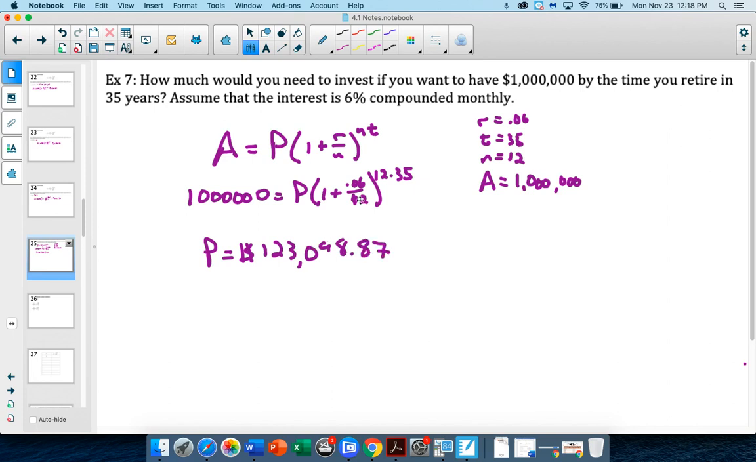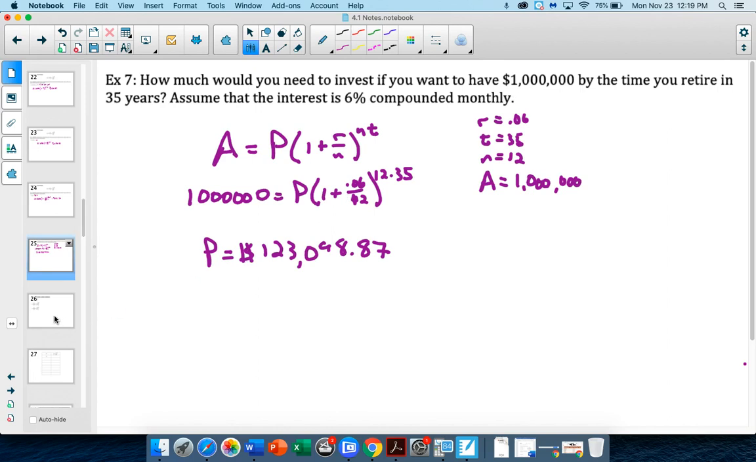Okay, so I mean, this isn't super realistic because you would continue to invest money as you have it. But if you were able to invest $123,000 35 years before you retire and get a 6% interest rate, you'd have $1 million by the time you're retired.